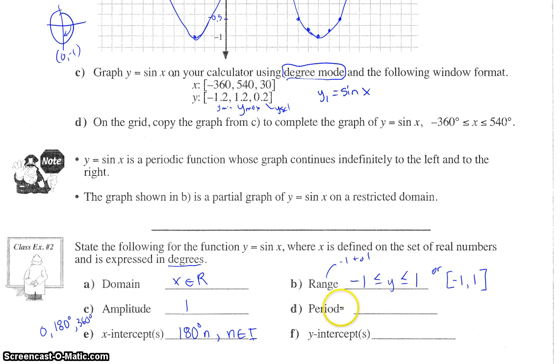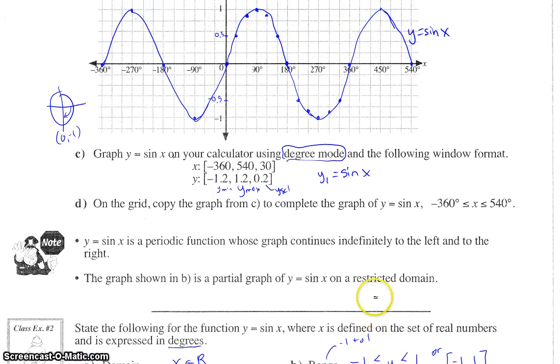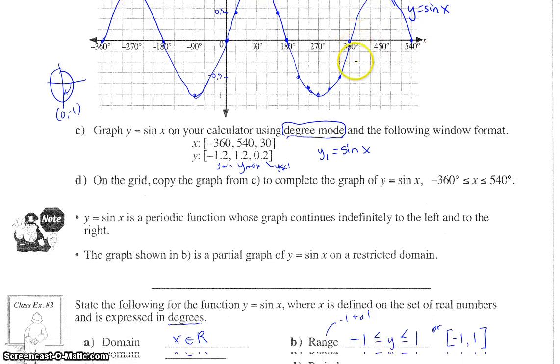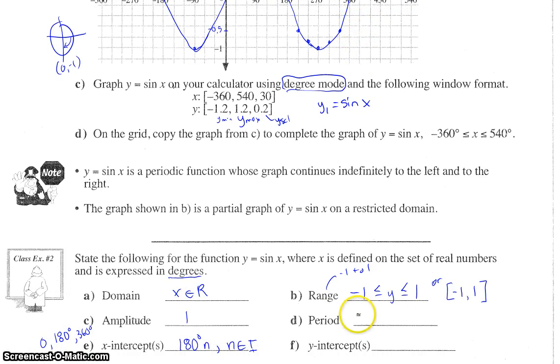Okay, good. Period. So period is the length of one cycle. Let's take a look at how far we went from here to here, and then it started repeating. So it looks like the length of one cycle, or the period, would be 360 degrees.